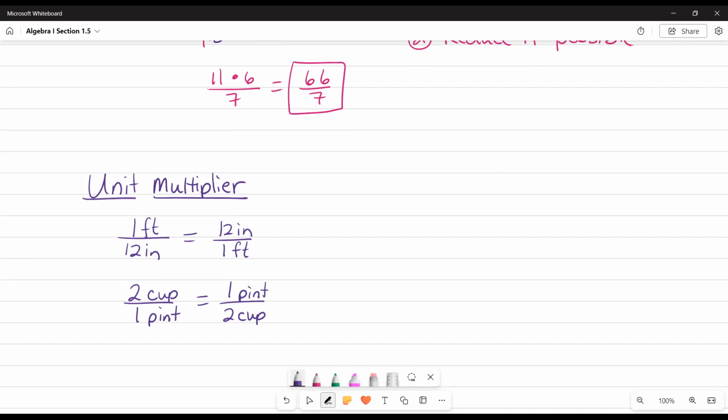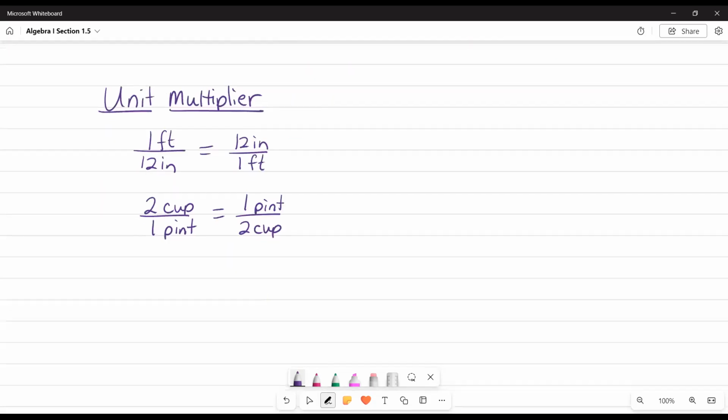So these are called unit multipliers. These are important when you have a question like, so let's have an example. How many feet are 60 inches? This is going to be bad English.